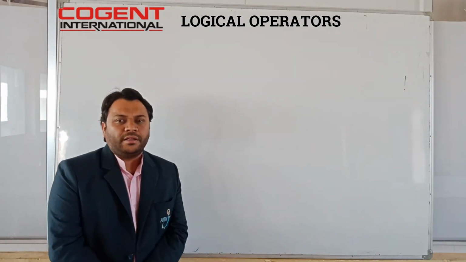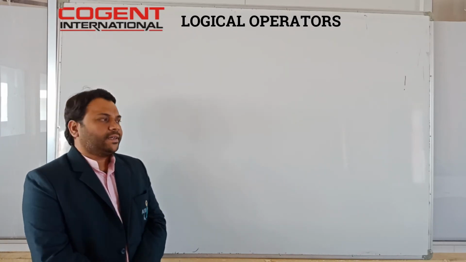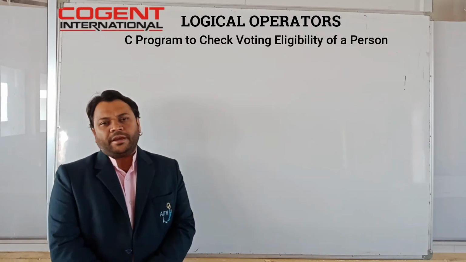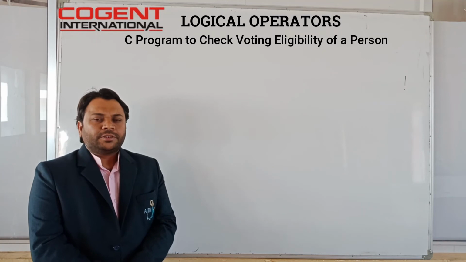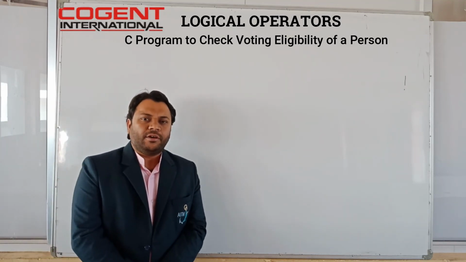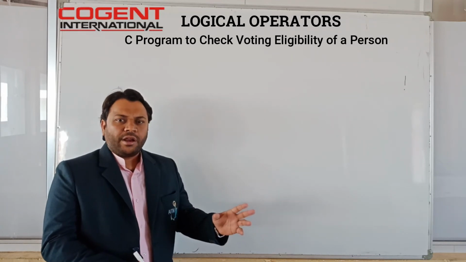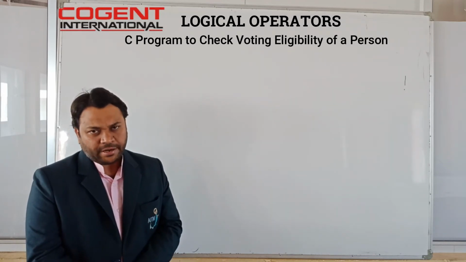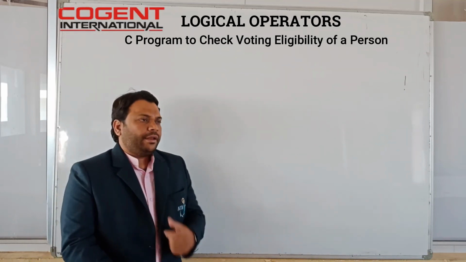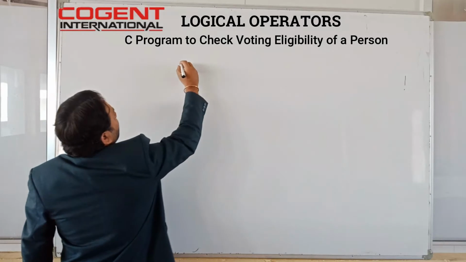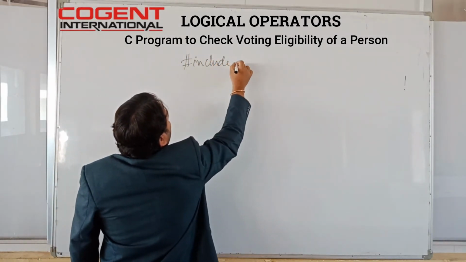Now let us understand the logical OR operation in a C program here. Let us consider a C program to check the voting eligibility of a person. In India, the voting eligibility of a person is that the person should be greater than or equal to 18 years of age. Then only is the person eligible for voting here. So I need to write a C program to check the eligibility of a person for voting.